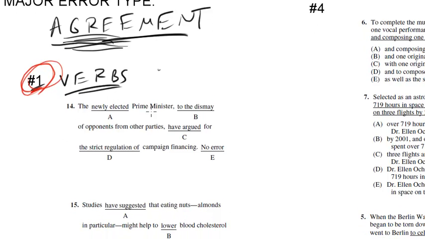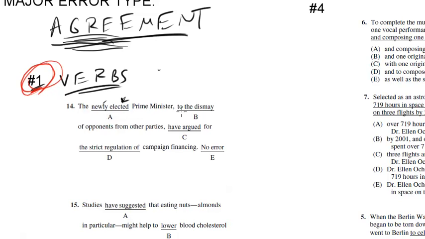The newly elected Prime Minister, to the dismay of opponents from other parties, have argued for the strict regulation of campaign financing. Okay, so let's see. First thing we do with these, remember, we see, does anything jump out at us? Do we hear anything weird? In this case, we don't really, so let's go through them piece by piece. The newly elected. Any problem with that? No. Newly elected, no worries. This is an adverb, it's modifying this adjective.